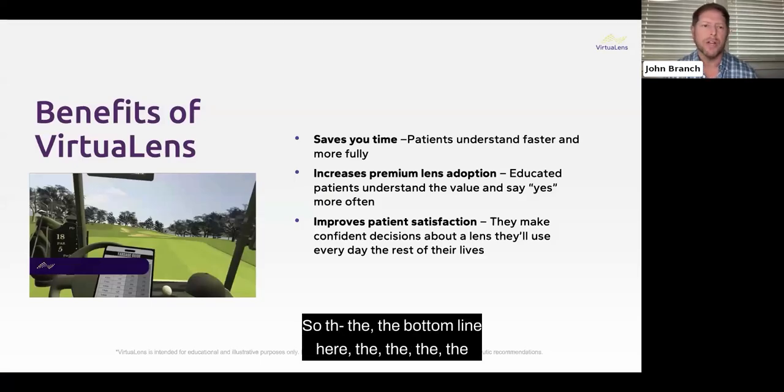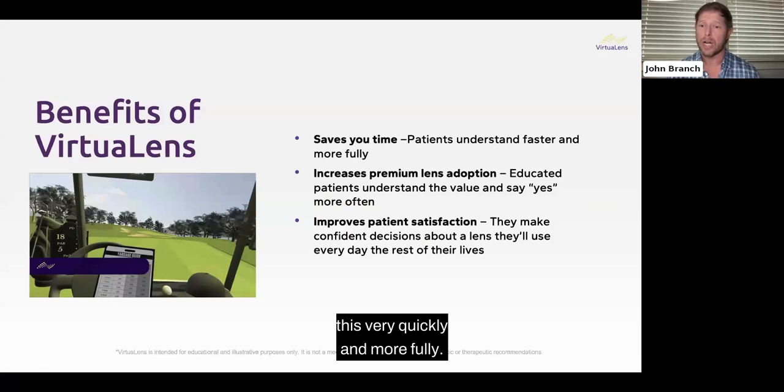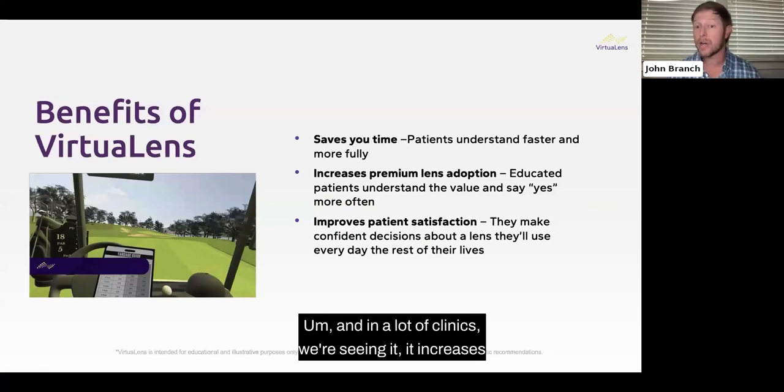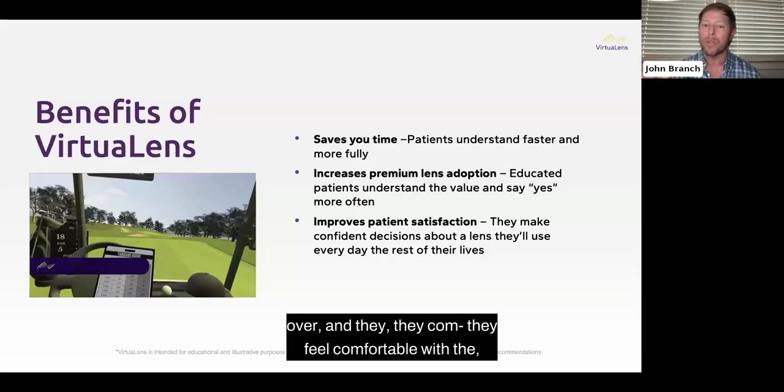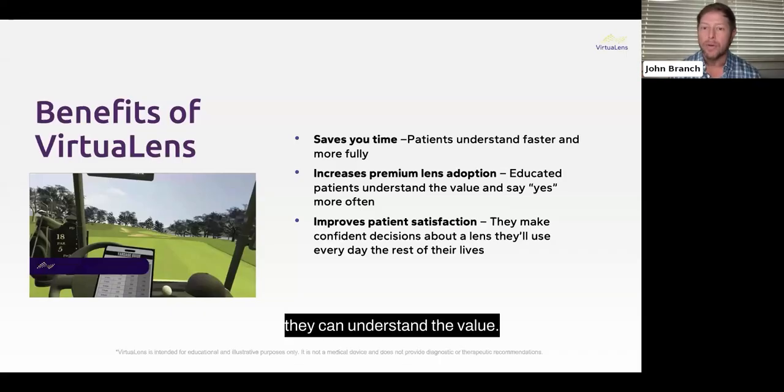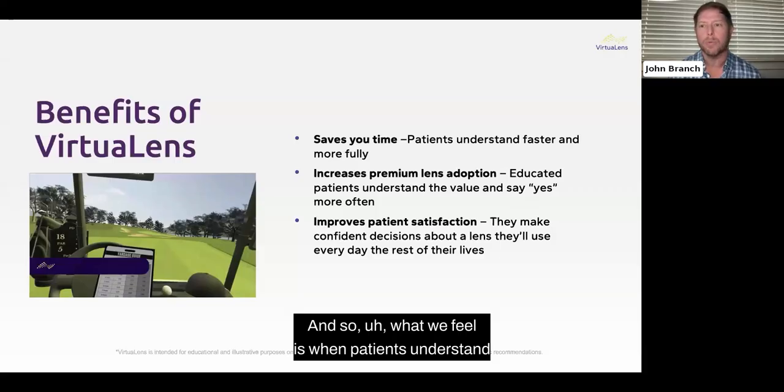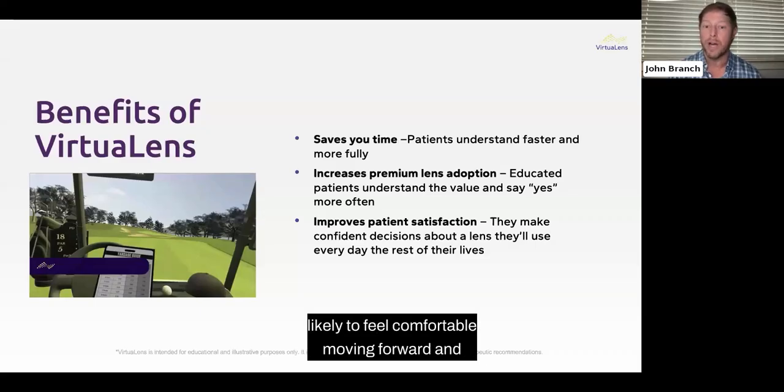So the bottom line here, the benefits is it saves you time. The patients understand this very quickly and more fully. And in a lot of clinics, we're seeing it increases premium lens adoption. So when patients understand the lens that you're going over and they feel comfortable with the lens and the qualities and being able to test drive it, they can understand the value. And so what we feel is when patients understand the value that they get in a lens, they're much more likely to feel comfortable moving forward and adopting that lens.